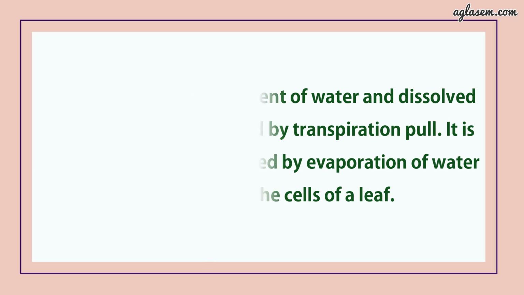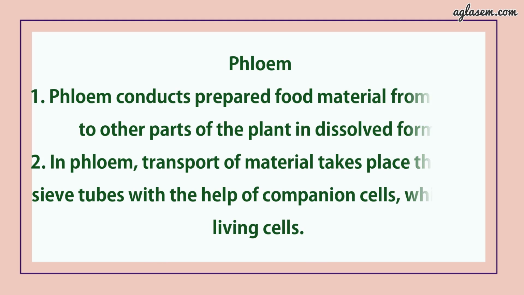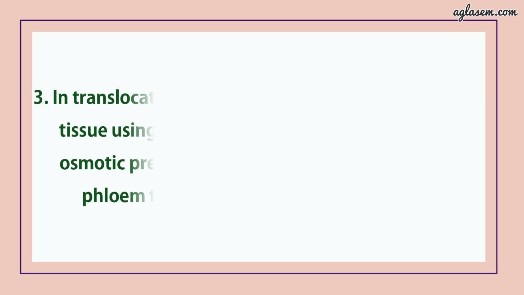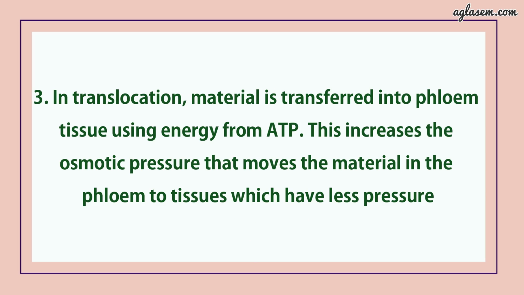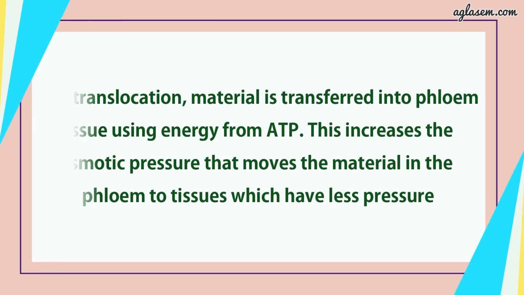Now, let's talk about phloem. Here, it conducts prepared food material from leaves to other parts of the plant in dissolved form. Second, transport of material takes place through sieve tubes with the help of companion cells, which are living cells. And the third one is, in translocation, material is transferred into phloem tissue using energy from ATP. This increases the osmotic pressure that moves the material in phloem to tissues which have less pressure.